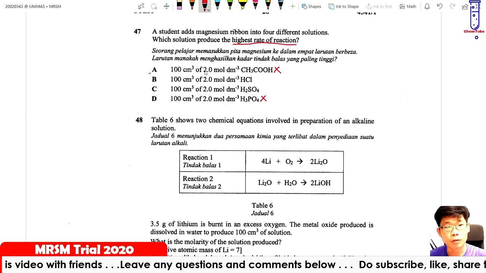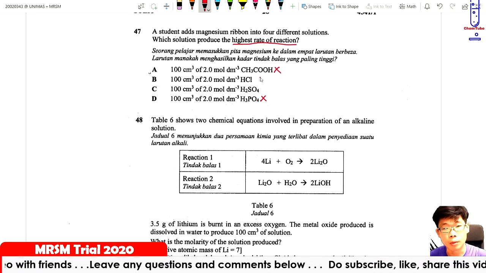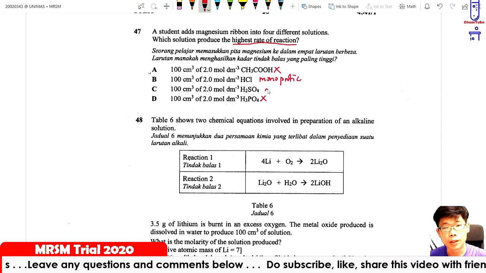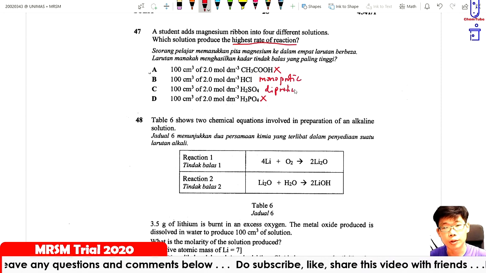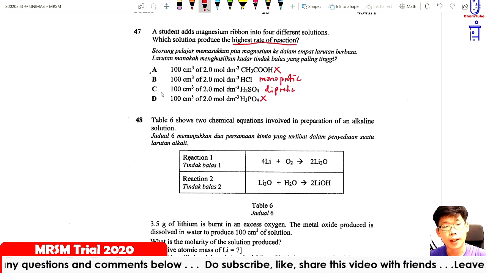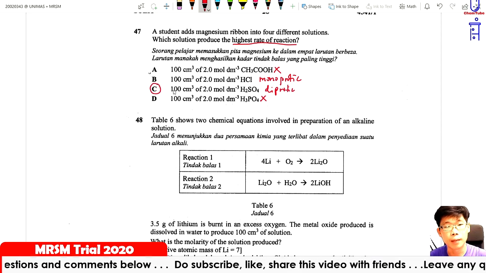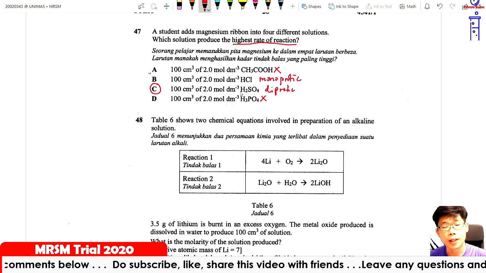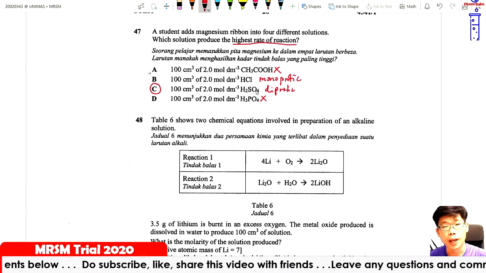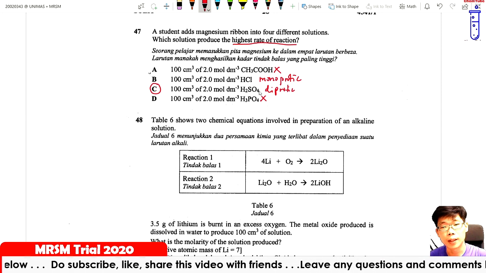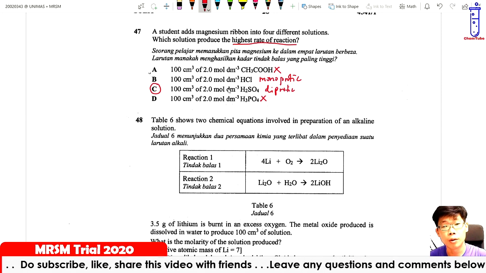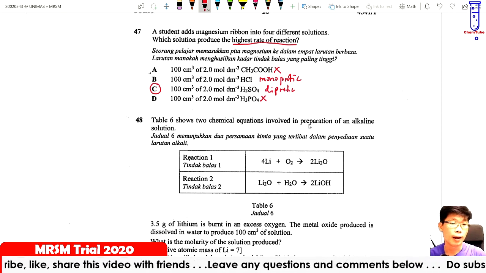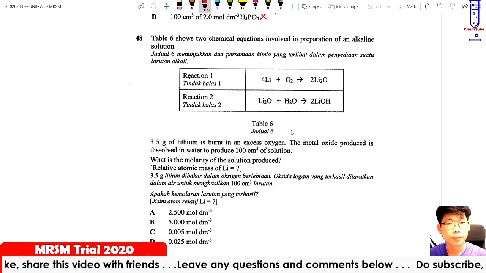Now if same concentration, same volume, this one is a monoprotic acid. This one is a diprotic acid. Both are strong acids. So if we compare B and C, we'll choose C because it is a diprotic acid. In other words, in 2 mole per cubic decimeter sulfuric acid, the actual reacting particles, the hydrogen ions, will be 4 mole per cubic decimeter, will be double. So C will have the highest rate of reaction.